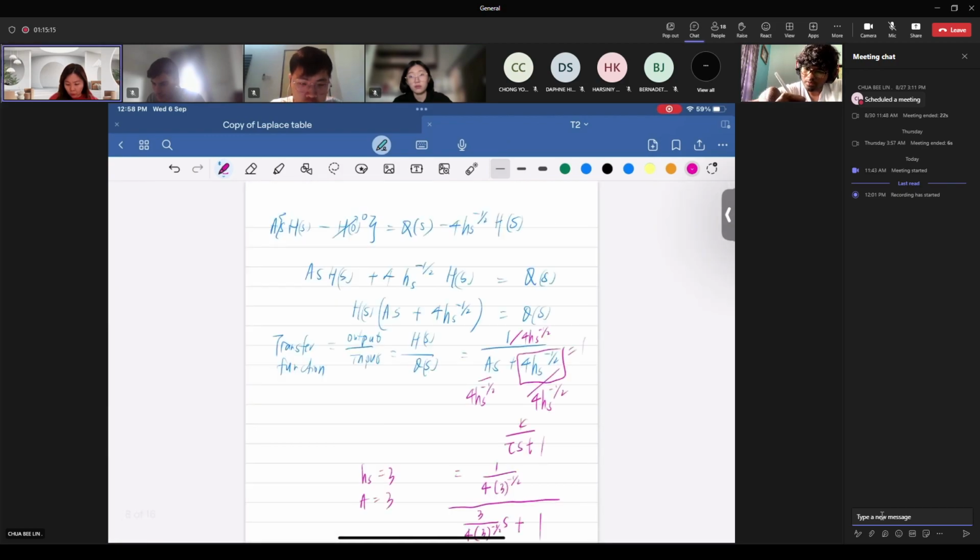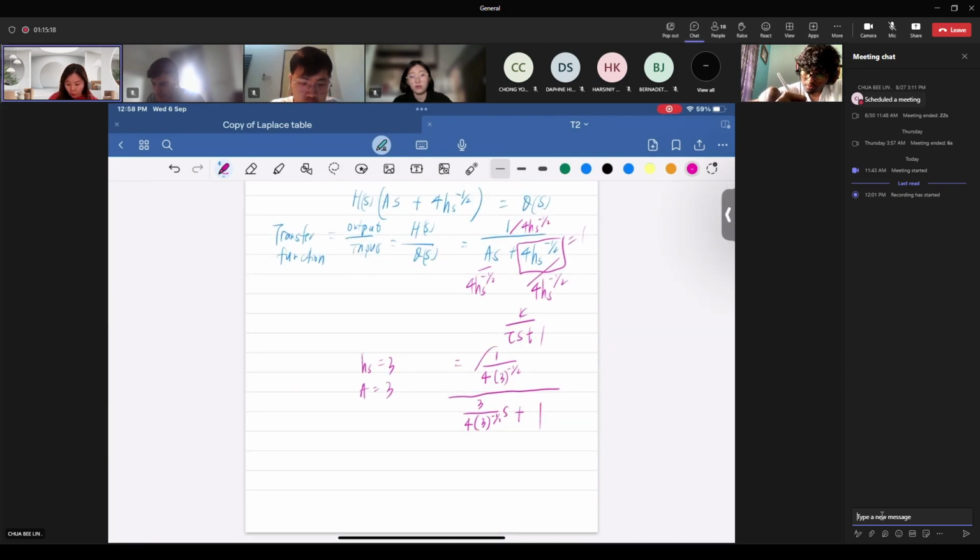Where's the solution? Okay, so you will get this one. Use your calculator. I did not solve until the end for this question, so let me check my original solution. They ask to calculate the time constant for this system. That's why I did not solve this.